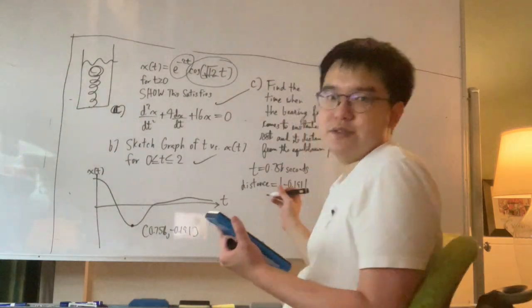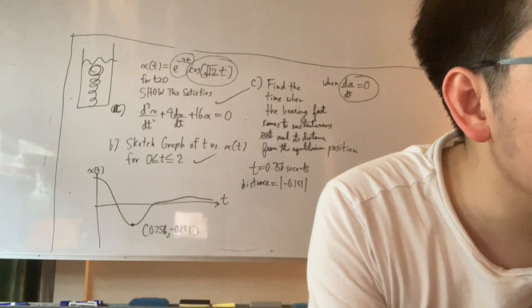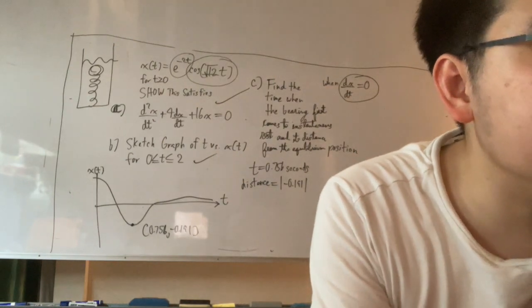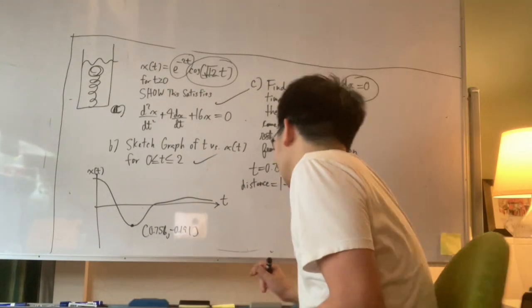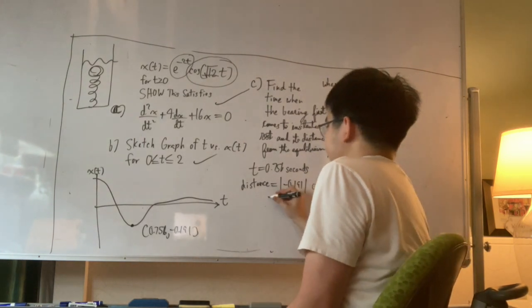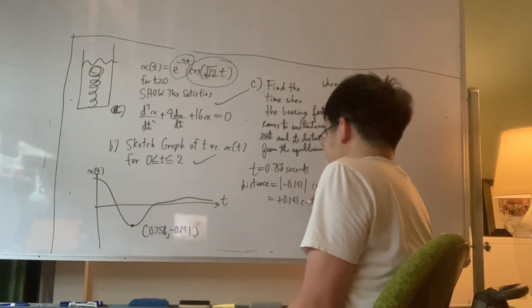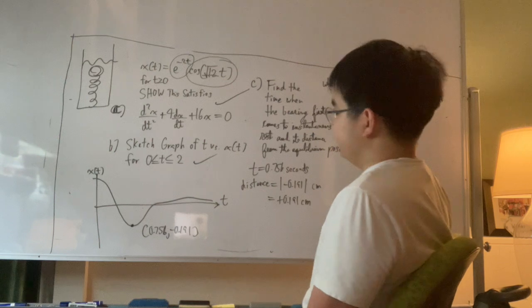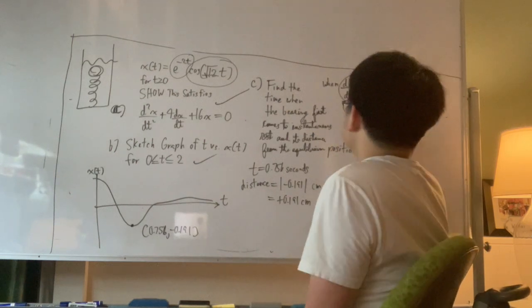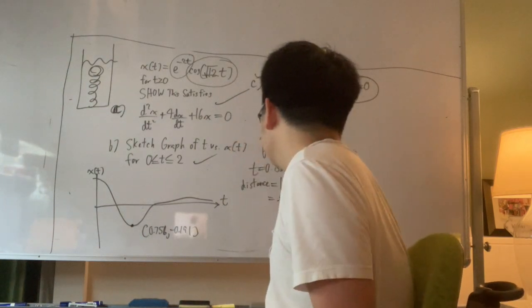Or is it centimeters? I'm going to assume this is in the order of magnitude of centimeters. Ah, they don't give it. Fine, I'm going to assume centimeters, or meters, etc. So this is plus 0.191 centimeters. That's this done. Thank goodness.